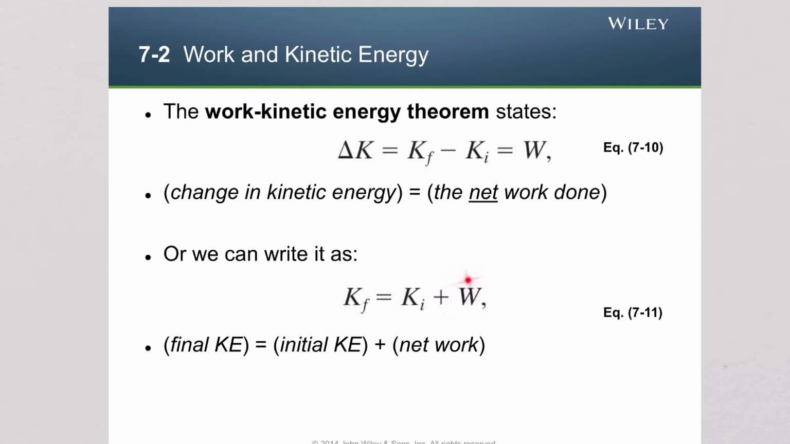When the work done here is zero, which is the case of a force applied perpendicular to the displacement of the object, the final and initial kinetic energies are equal. And finally, when the work done is a negative number, which is the case when the applied force has a component opposite to the displacement of the object, then the final kinetic energy will be less than the initial kinetic energy.